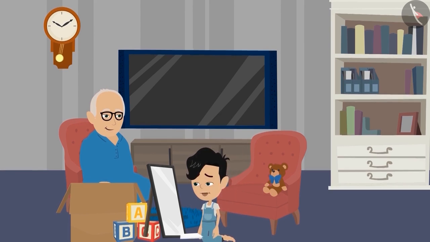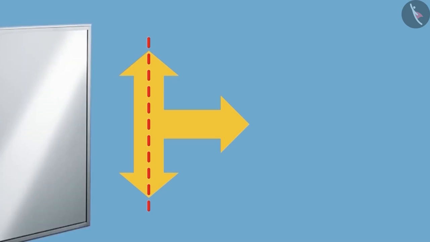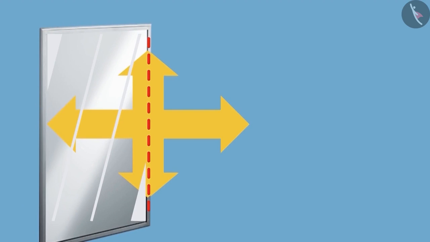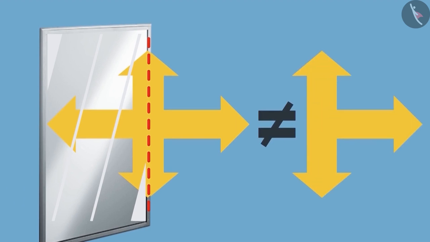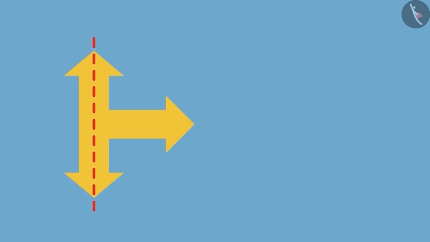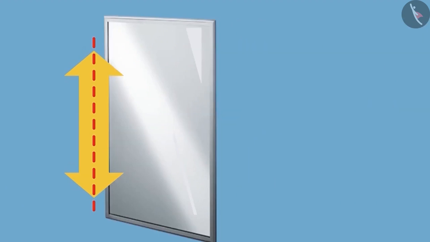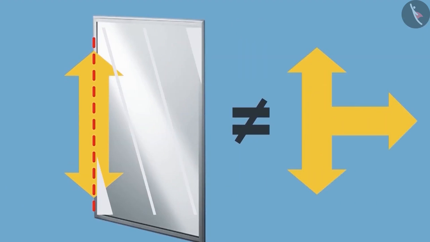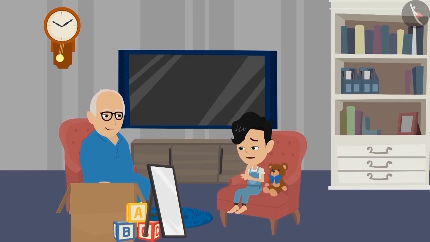Dadaji, it looks a little strange. When I faced the mirror to the left, such a picture was made. And when I turned it to the right side, it became like this. Why did this happen, Dadaji?